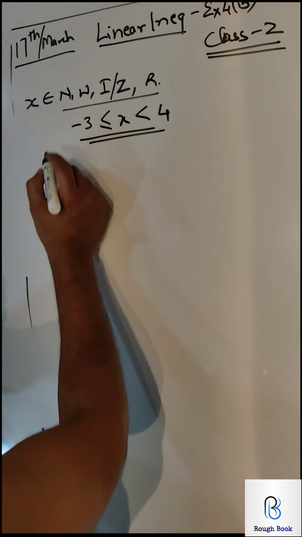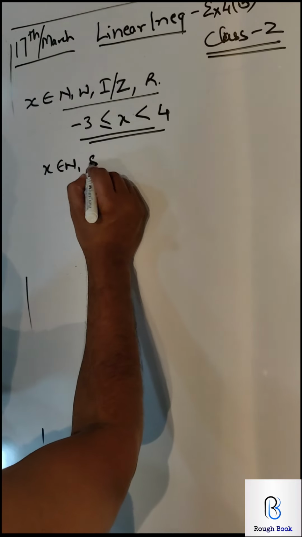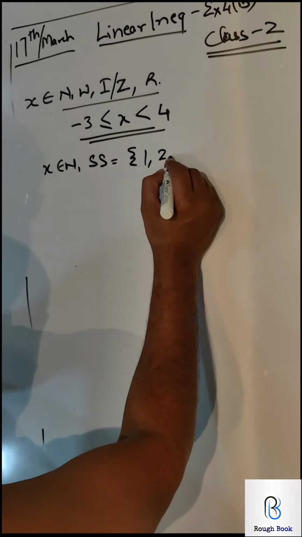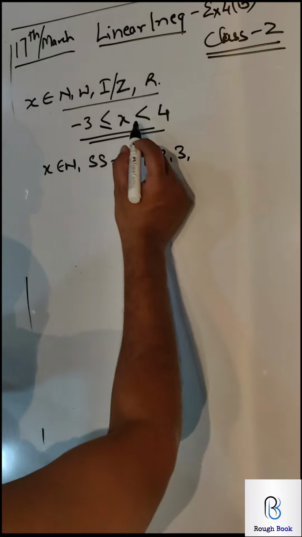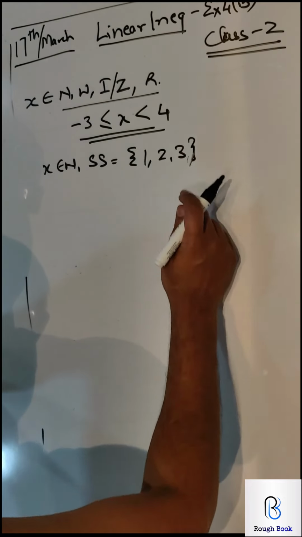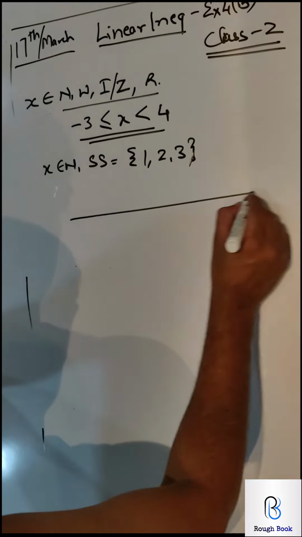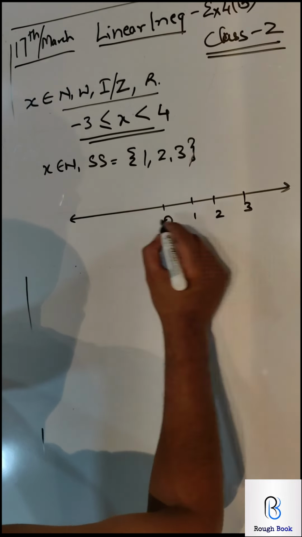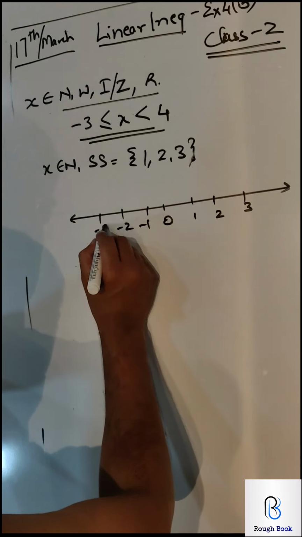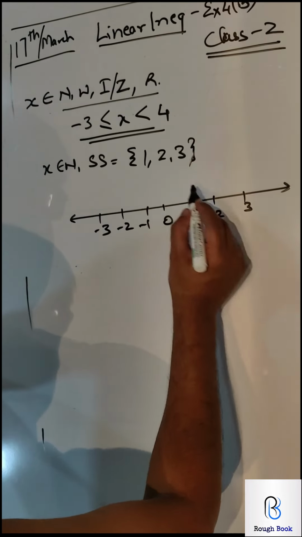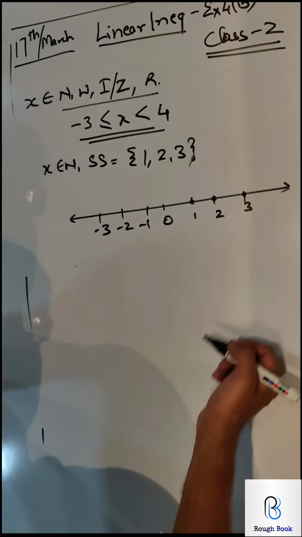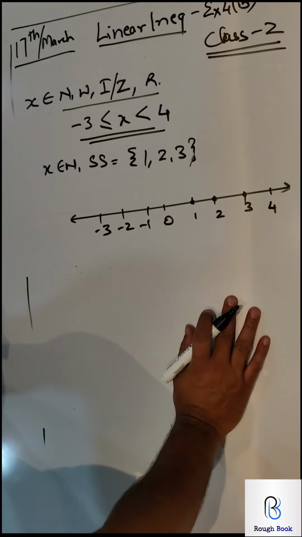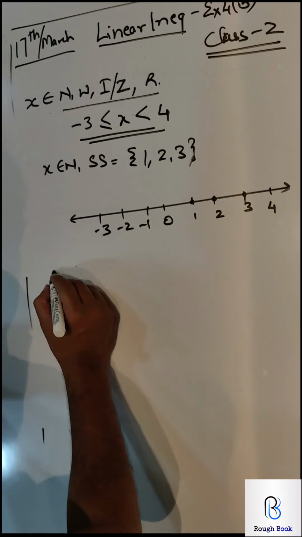So the first one, if x belongs to N, then my solution set becomes, since it is N starting from 1, maximum it can go is only till 3 because 4 is not inclusive. So this is what my answer should be. So the number line for this is going to be very simple. You will draw 0, 1, 2, 3, minus 1, minus 2, minus 3. So 1 put a dot, 2 put a dot, 3 put a dot. We also have to remember you need one extra coordinate each time. If the extra coordinate is missing, you will definitely lose marks on that.